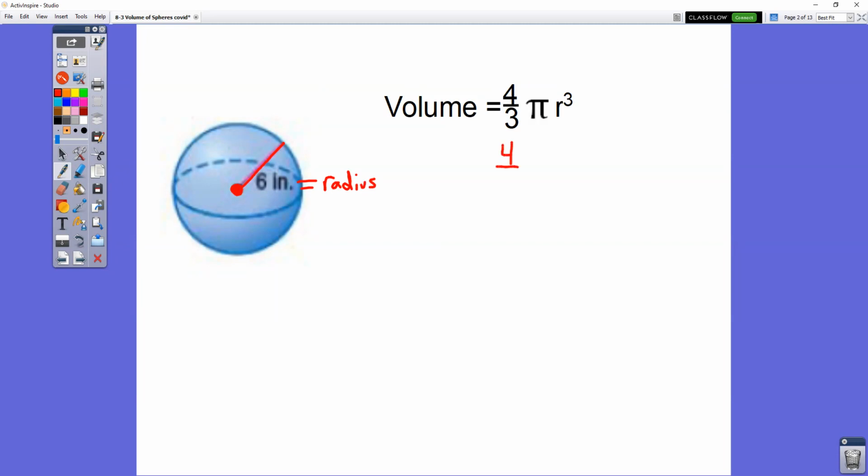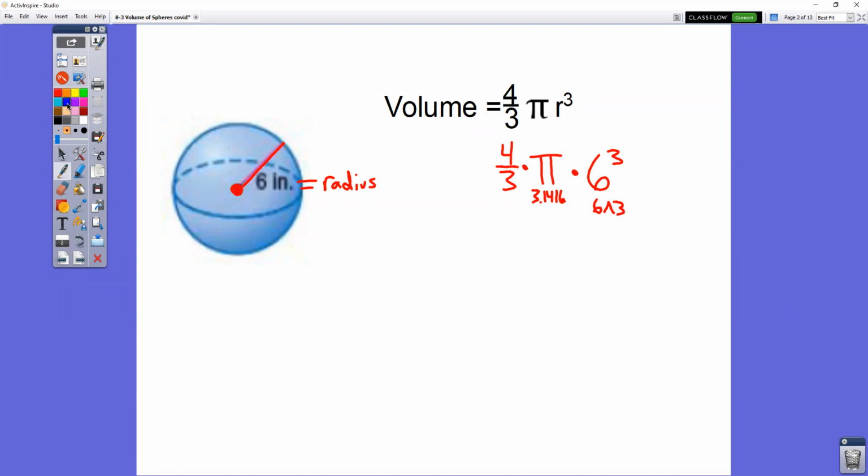So we have 4/3, or 4 divided by 3, or 1.33333, times pi, or again 3.1416, times the radius cubed. So our radius is 6. So we're going to do 6 to the third power. Remember, 6 to the third power would really be 6 caret button 3, or 6 times 6 times 6.